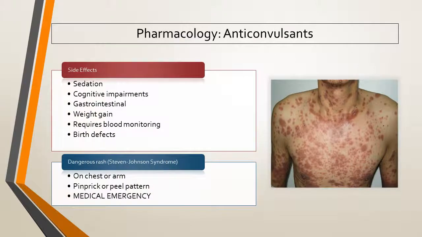Side effects of anticonvulsant mood stabilizers vary but often involve sedation, cognitive impairment, gastrointestinal complaints, and weight gain. Most of them require blood monitoring to make sure that the dose is right and the blood cell counts are normal. Because of the risk of causing birth defects, these medicines in particular need to be used with great caution in women who are capable of becoming pregnant.